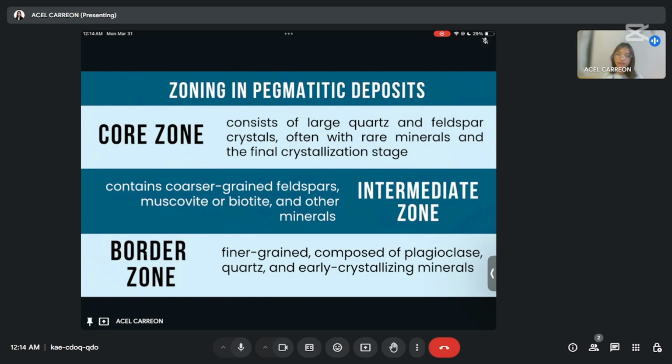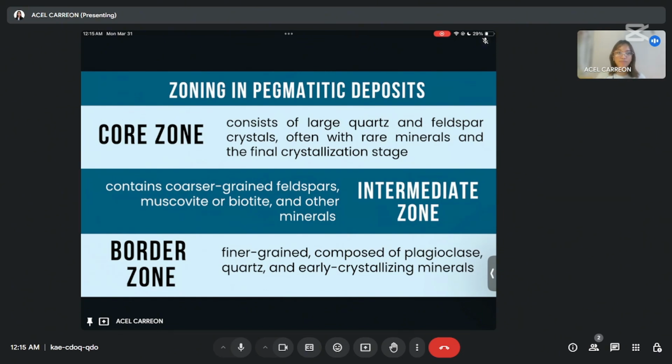The next zone is the intermediate zone, which contains coarser-grained feldspar, muscovite, or biotite, and other minerals like tourmaline or apatite. It marks a transition as volatiles deplete and more common rock-forming minerals crystallize. And lastly, the border zone is finer grained, composed of plagioclase, quartz, and early crystallizing minerals such as garnet, and it is a zone that forms at the pegmatite-host rock contact, where it rapidly cools and interacts with external fluids.